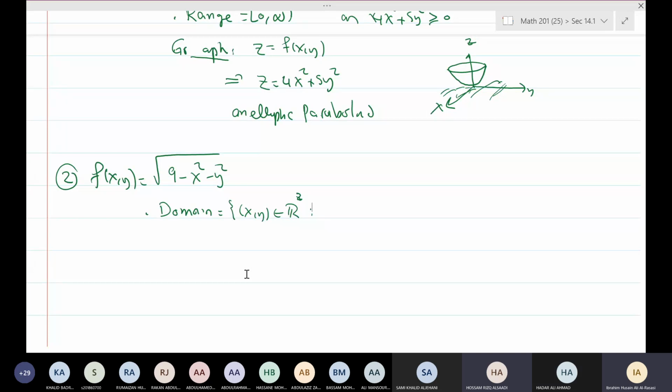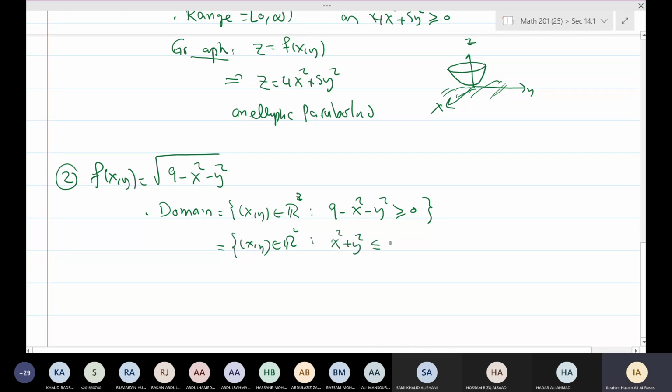Exactly. Orientation. In orientation, if you have something inside the root, to find the domain you have to put whatever is inside the root greater than or equal to 0. You do the same thing here. Same rules, nothing new. It will be 9 minus x squared minus y squared, and it has to be greater than or equal to 0. Whatever is inside the root has to be greater than or equal to 0. This is xy in R2 such that I can write it as x squared plus y squared less than or equal to 9.